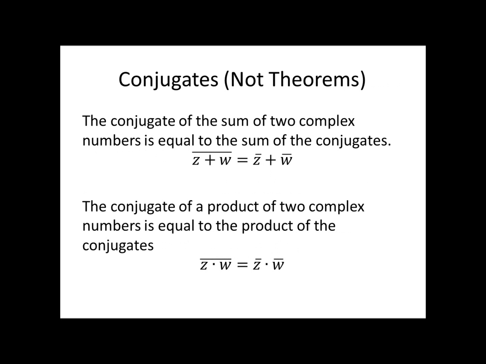Alright, so the next couple ideas are not theorems, they still deal with conjugates. The conjugate of the sum of two complex numbers is equal to the sum of the conjugates, which means I can either add the two complex numbers, then take the conjugate, or I can take each conjugate separately and add them. The same thing works with a product. You can take the product of the complex numbers, then take the conjugate, or you can take the two conjugates separately and multiply.